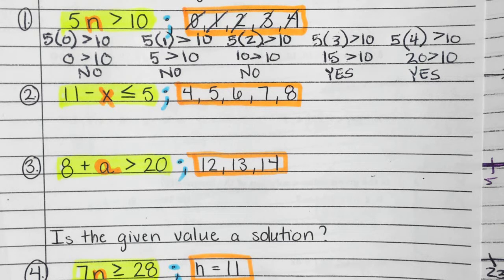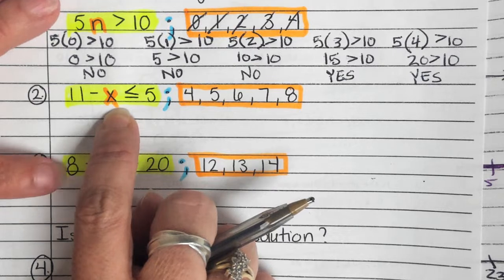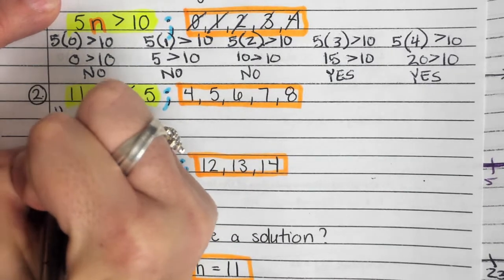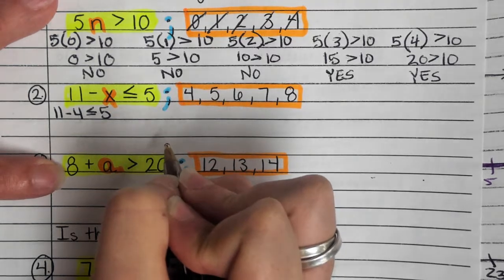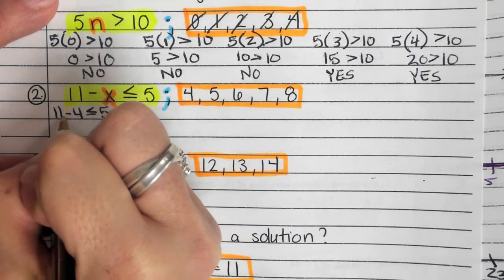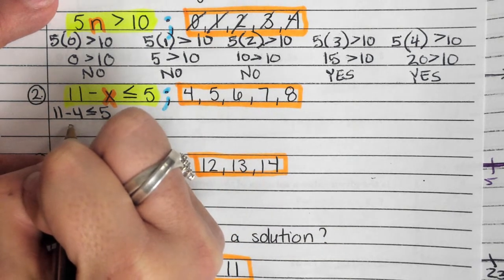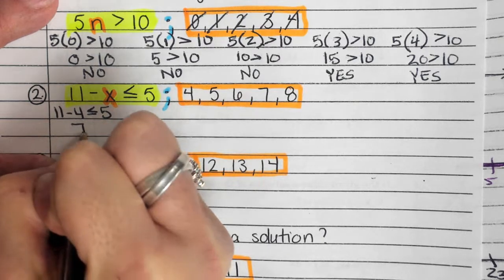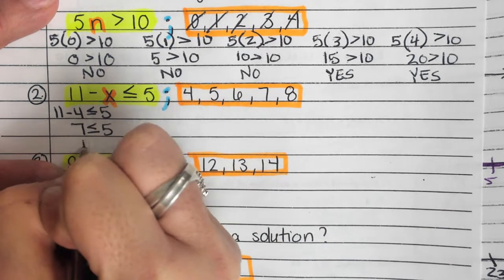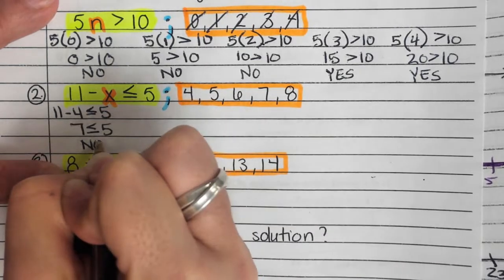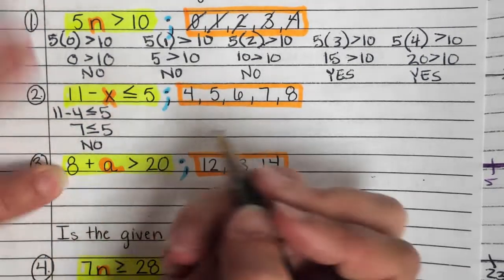Okay. So let's see. The next one. 11 minus x is less than or equal to 5. So we're going to put that 4, starting out with a 4, right there where the x is. So, 11 minus 4 is less than or equal to 5. Okay, what is 11 minus 4 though? 7. So 7 is less than or equal to 5. No. Because you can't answer that till we get to the, don't try to jump on stuff.